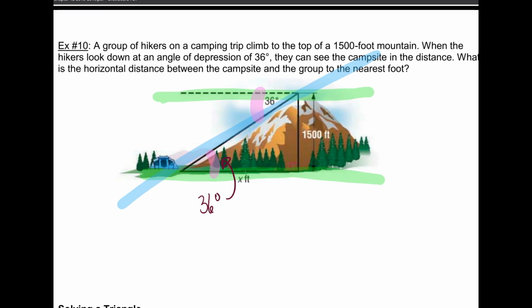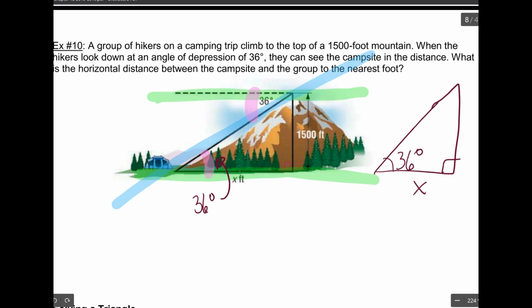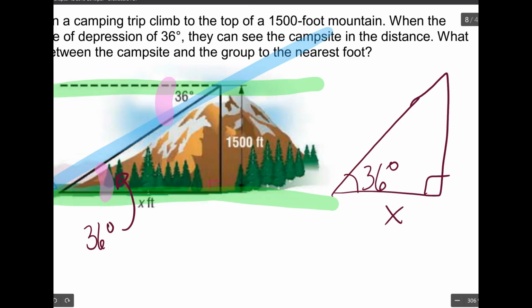So if I redraw my triangle, this is 36 degrees, this is x, and my height is 1,500 feet. I'm solving for x. How do I do this? Well, I don't have the hypotenuse length either. What about SOHCAHTOA? Which one could I use?